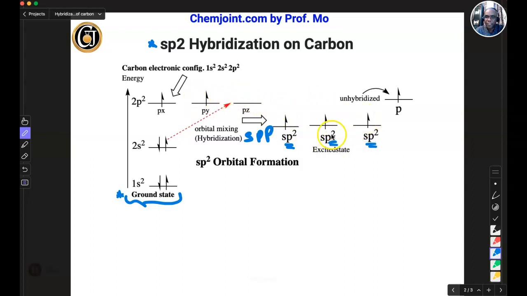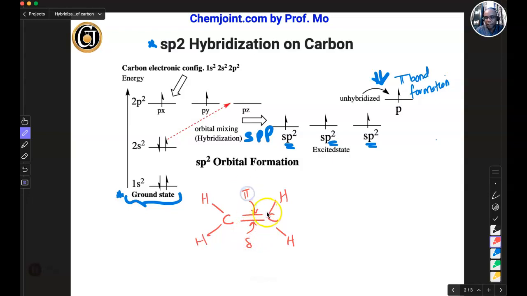The other p orbital that did not take part in the hybridization will remain unhybridized, and that is going to take part in the formation of a pi bond. I'll show you now. So let's say that we have a C=C double bond, and I'm using ethene as a small example here. One of those bonds is sigma, the other one is pi.